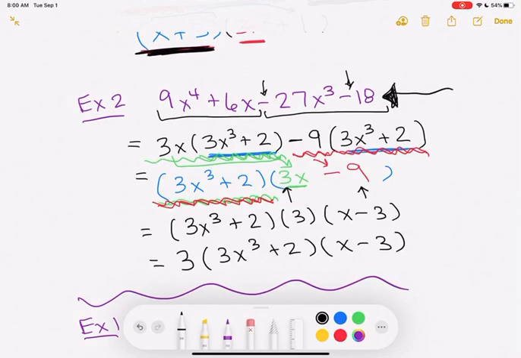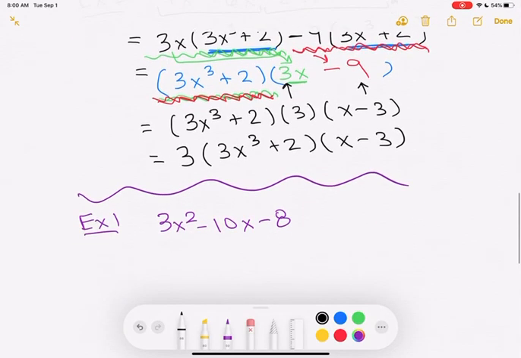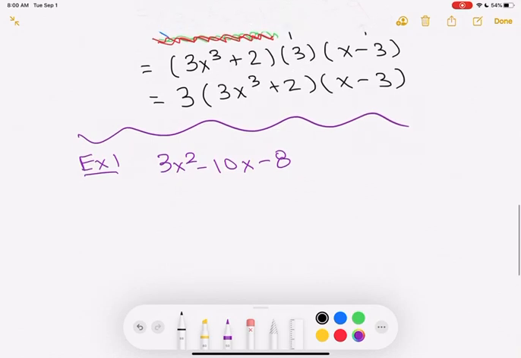Now, we have another one. I have 3 terms. Okay, so I can't do a difference of squares because there's not 2 things with a minus. I can't do factor by grouping because there's not 4 things. We have 3 pieces. We have this number out front, this 3, we're going to call that A. This negative 10, we're going to call that B. This negative 8, we're going to call that C. We are going to break this apart and force it to be 4 terms so we can use factor by grouping.